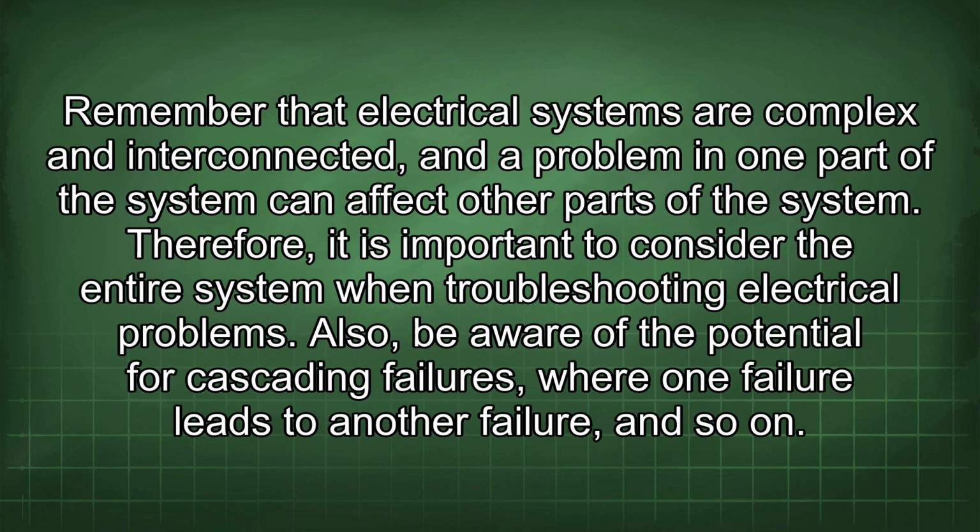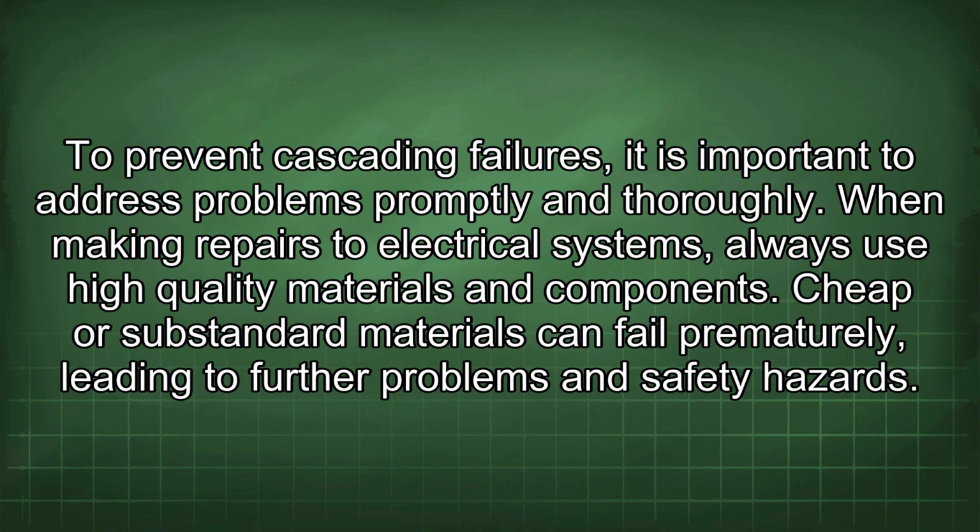Remember that electrical systems are complex and interconnected, and a problem in one part of the system can affect other parts of the system. Therefore, it is important to consider the entire system when troubleshooting electrical problems. Also, be aware of the potential for cascading failures, where one failure leads to another failure, and so on. To prevent cascading failures, it is important to address problems promptly and thoroughly.